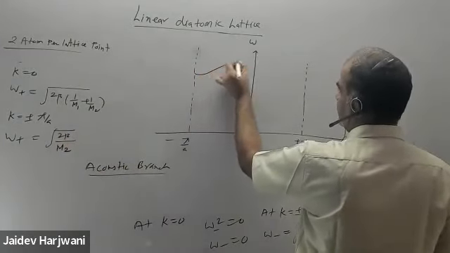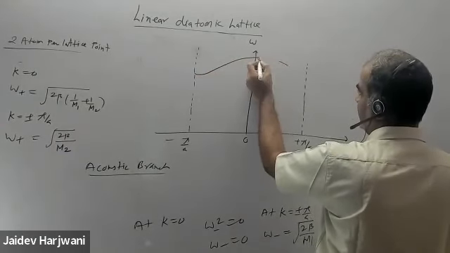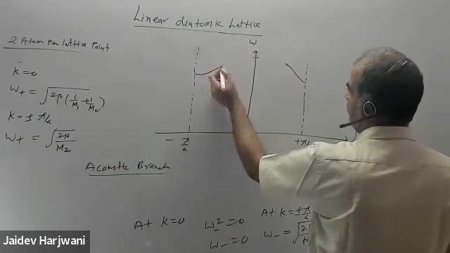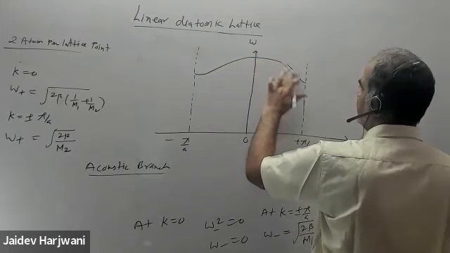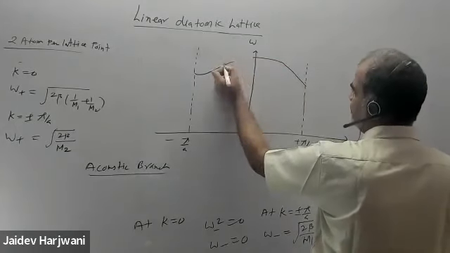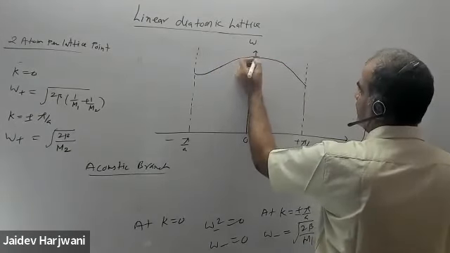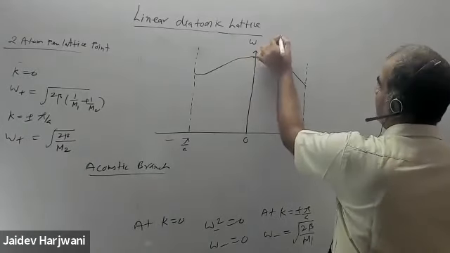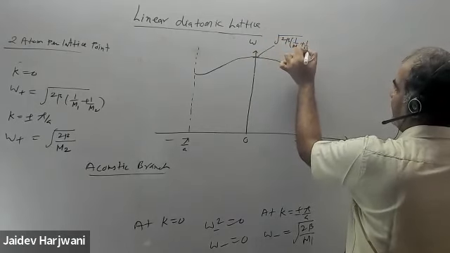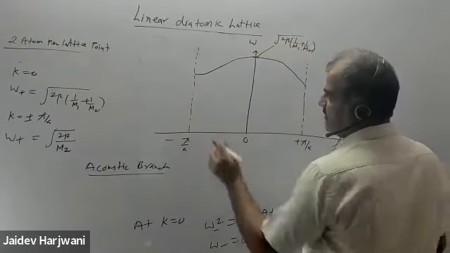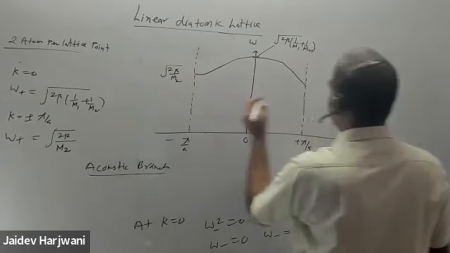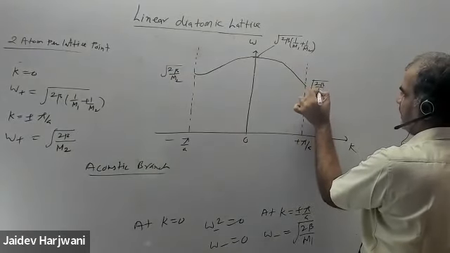So near k equal to 0, this optical branch is almost constant. Here it is completely constant. This value is almost constant in this region, and the value is under root 2 beta (1 upon m1 plus 1 by m2). And this value is under root 2 beta by m2.